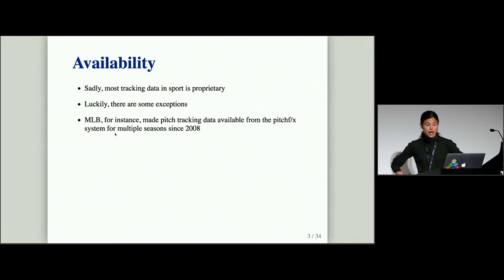Fortunately, some of that data is out there, so at least we can get some experience with this kind of tracking information and the sorts of models that can be used with this kind of rich positional data. One example of that is the PitchFX, which is tracking data about pitches in Major League Baseball. So another baseball example.